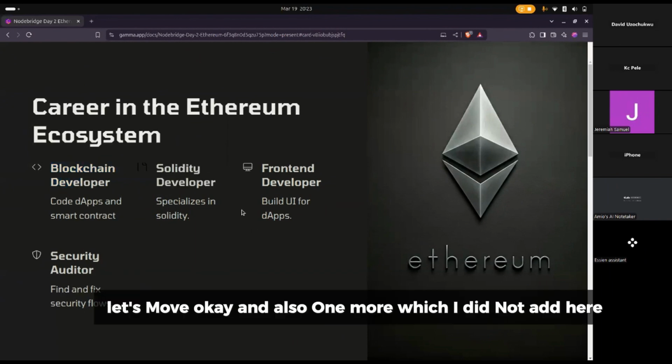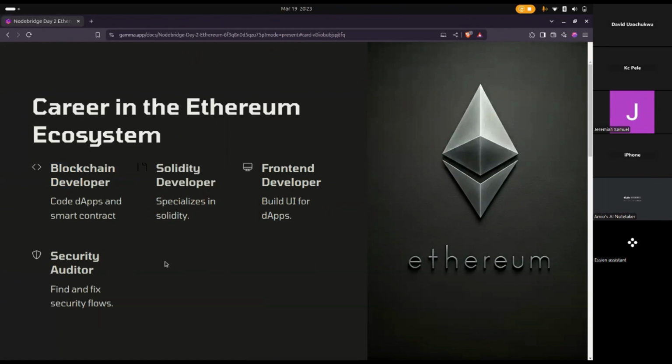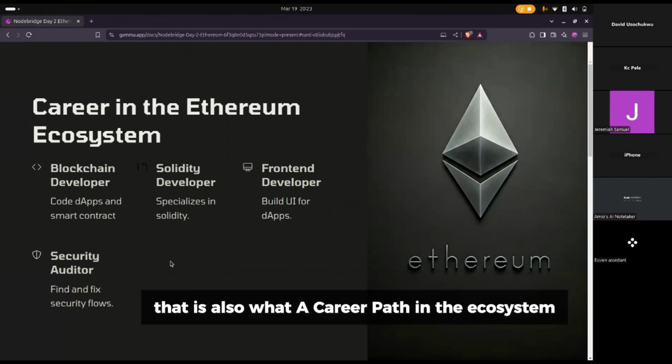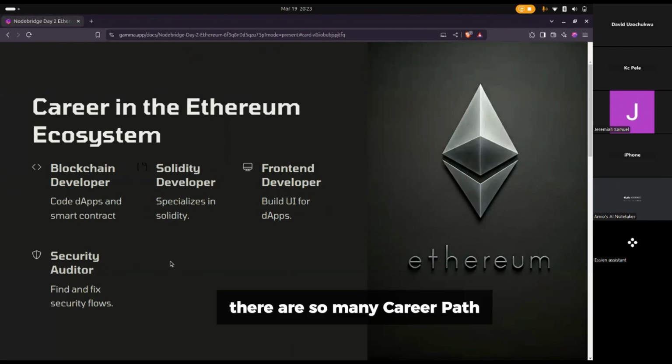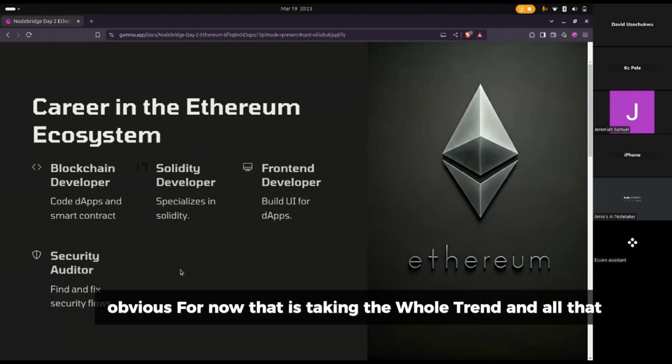So let's move on. One more, which I did not add here: we now have node operators. That is also a career path in the ecosystem. You can run nodes. There are so many career paths. I just listed the ones that are obvious for now, following the whole trend.